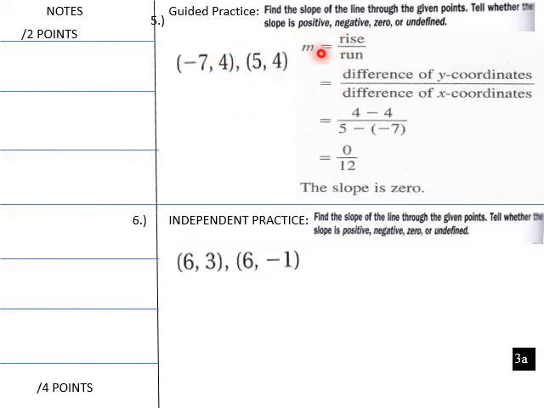Our slope is m equals rise over run, difference of y. So here's our difference of y: 4 minus 4 over 5 minus the negative 7. We have 0 over 12, so the slope here is 0. This would be a horizontal line. When x equals negative 7, y equals 4, and when x equals 5, y equals 4. So we have a horizontal line from negative 7 way over to 5.